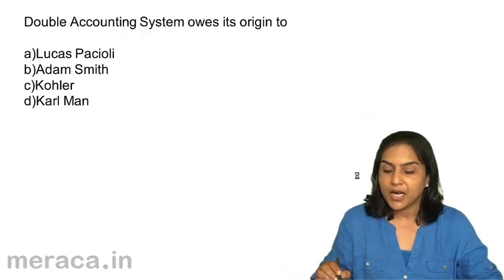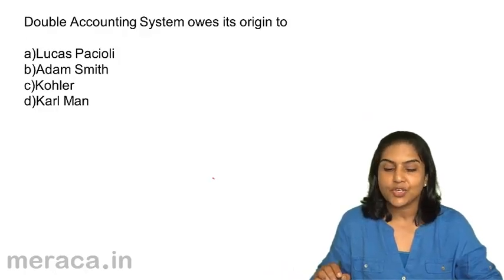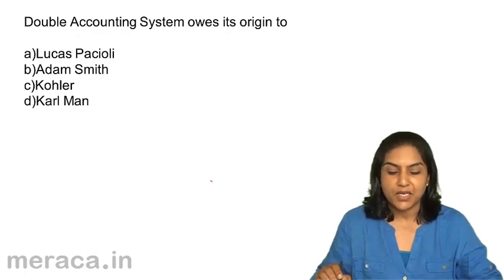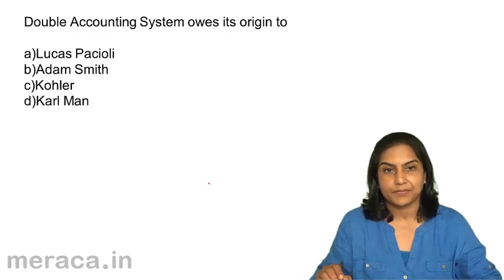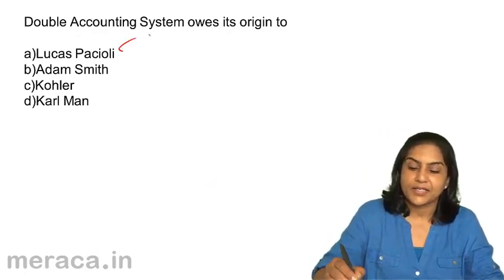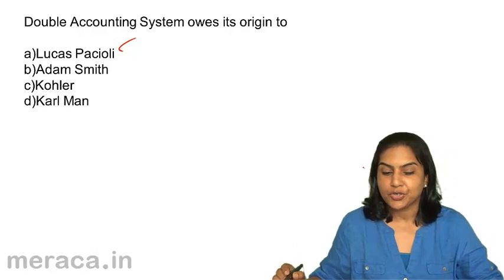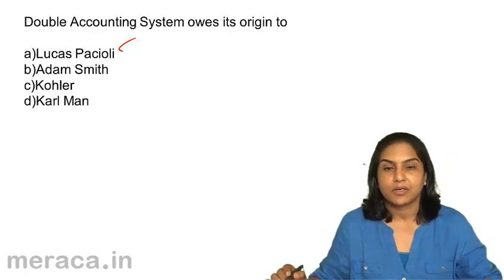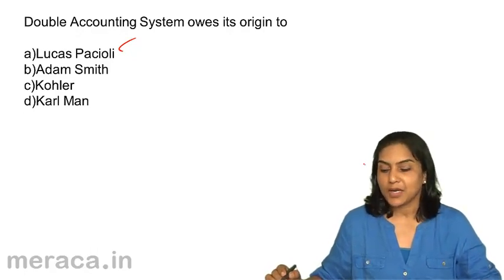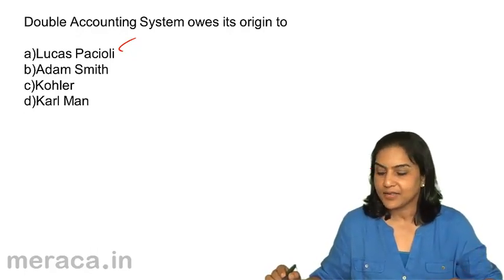Next, double accounting system owes its origin to A, Luca Pacioli; B, Adam Smith; C, Kohler; and D, Karl Marx. Correct answer A. Luca Pacioli was the first person to whom the double entry system of accounting is credited.